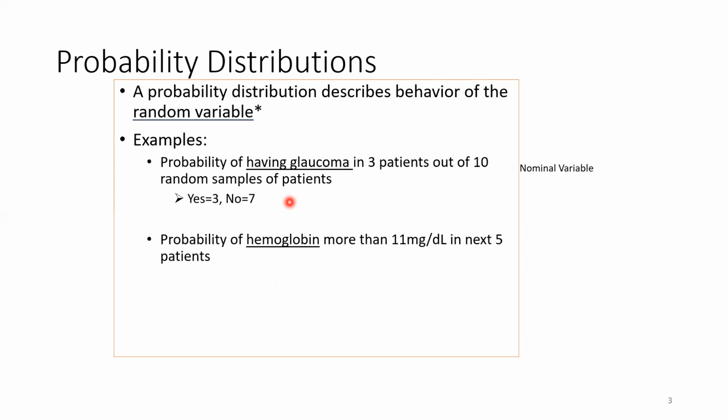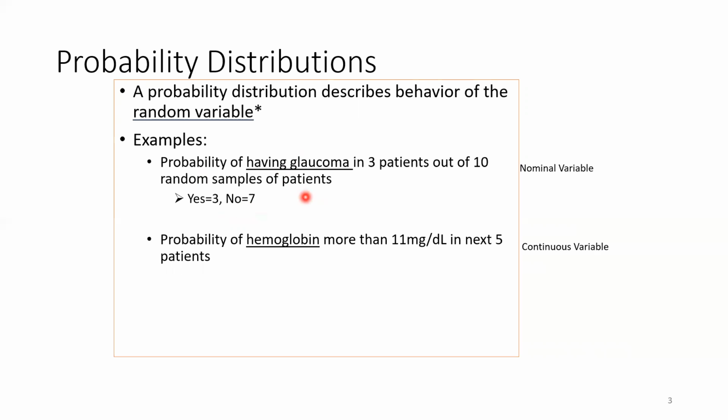So for having glaucoma, like I just said, you are observing 10 patients and asking them, do you have glaucoma or not? Our event is that a person has glaucoma, and our non-event, the complementary event, is that he or she does not have glaucoma. So this is a nominal variable which we are observing, and then we will find out what the probability of glaucoma is in that scenario.